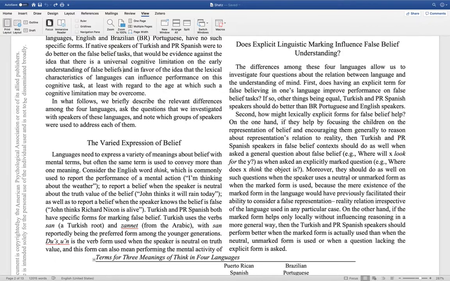Second, how might lexically explicit forms for false belief help? What might they do? They might be focusing children on the representation in their mind of belief, right? These words could help people that don't have any categories, that don't have any understanding of the world as we know it, develop categories for mental states. That's what they're arguing here. That's what these words mean.